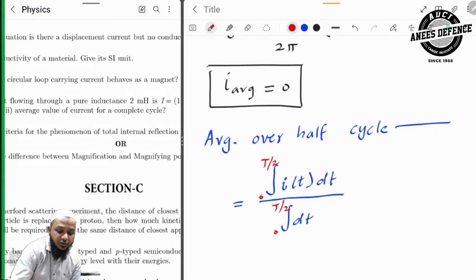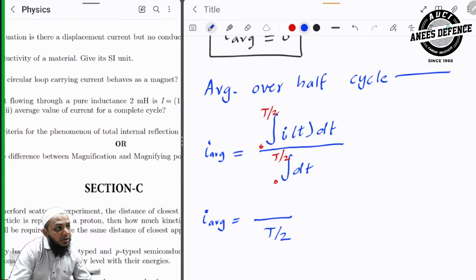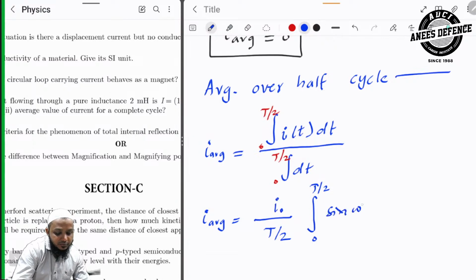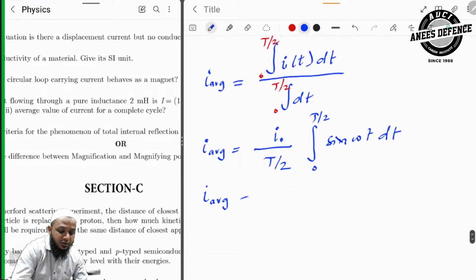0 to capital T by 2. Right? This is the average over half cycle. Therefore, the average over half cycle becomes, denominator will be what? Denominator will be T by 2. After integrating and applying the limit, it will be T by 2. Right? And substituting the value of current, 0 to capital T by 2. Current is what? I of t is what? I naught sine omega t. Same steps. Right? So therefore, I average will be equal to 2 I naught upon T.